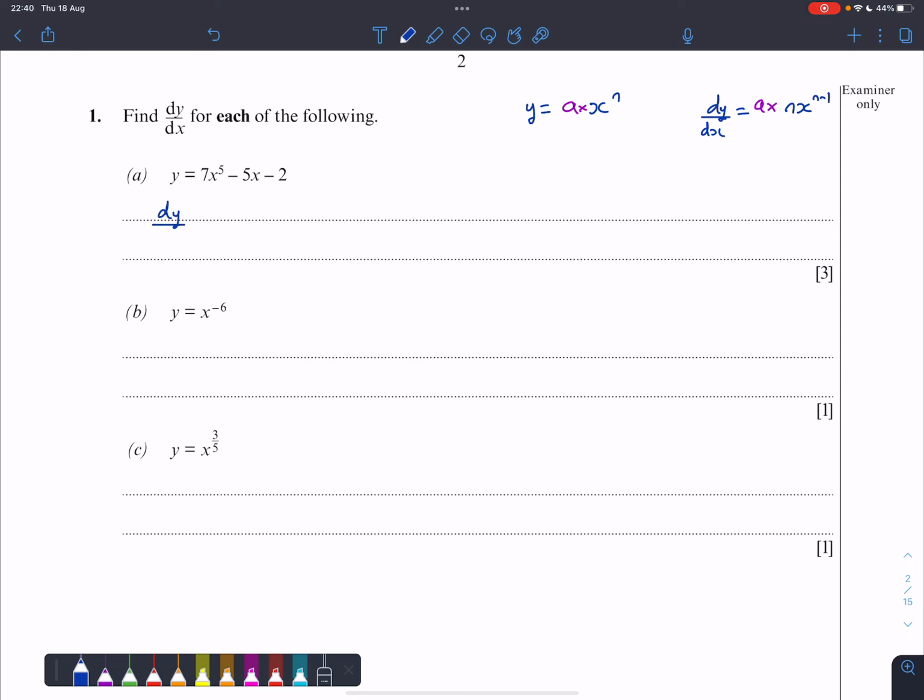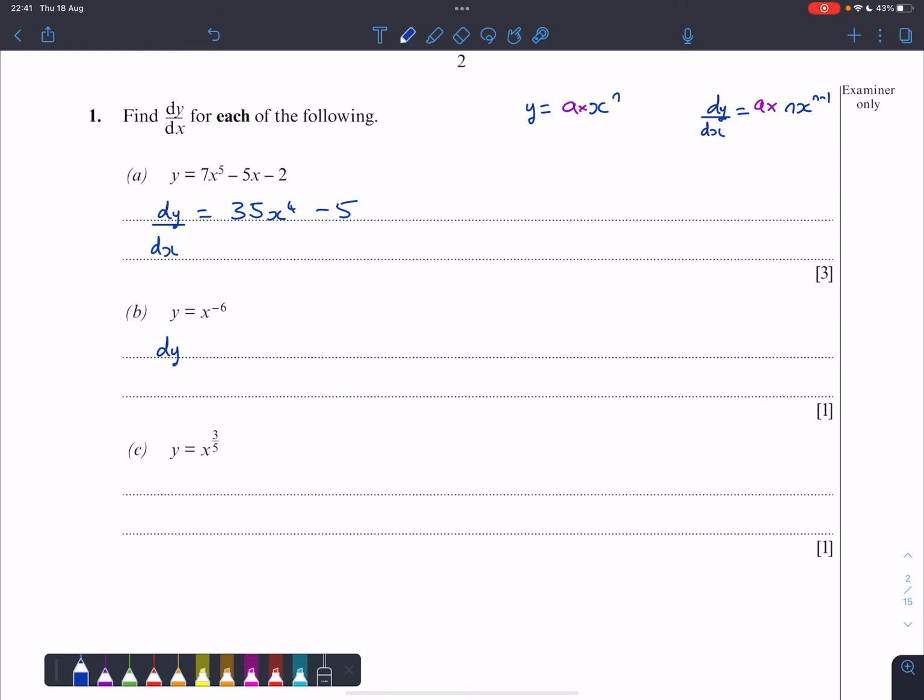First, the derivative of this expression for y is going to be, well, the derivative of 7x to the 5 is going to be 7 times the derivative of x to the 5, which is 5x to the 4. So that becomes 35x to the 4. And then we have minus 5x, so that's going to be minus 5 times the derivative of x, which is 1. So you get negative 5 times 1, negative 5. And then the last one, the derivative of negative 2, is going to be 0, so that disappears. So we are left with that as our answer.